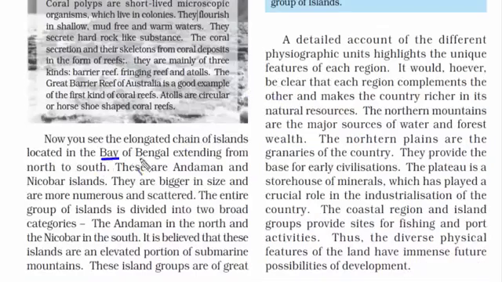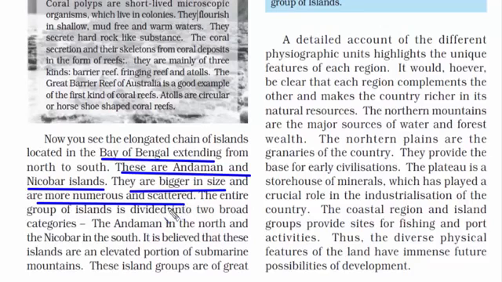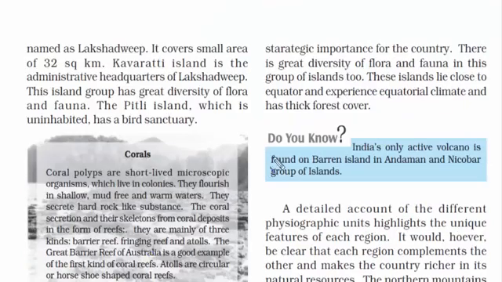Coming to the Andaman and Nicobar Islands, they are bigger in size and are more numerous and scattered. So the entire group of islands is divided into two broad categories, the Andaman in the north and Nicobar in the south. So these islands are close to the equator, hence they have an equatorial climate and thick forest cover.